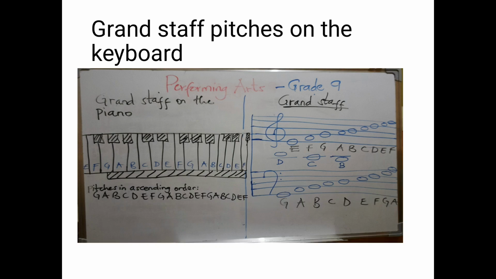Remember, the keyboard is made up of keys arranged in patterns of 3s and 2s, and it is used to play. It's an instrument that we use in playing music. Those keys are arranged in patterns of 3s and 2s, with black keys and white keys below.